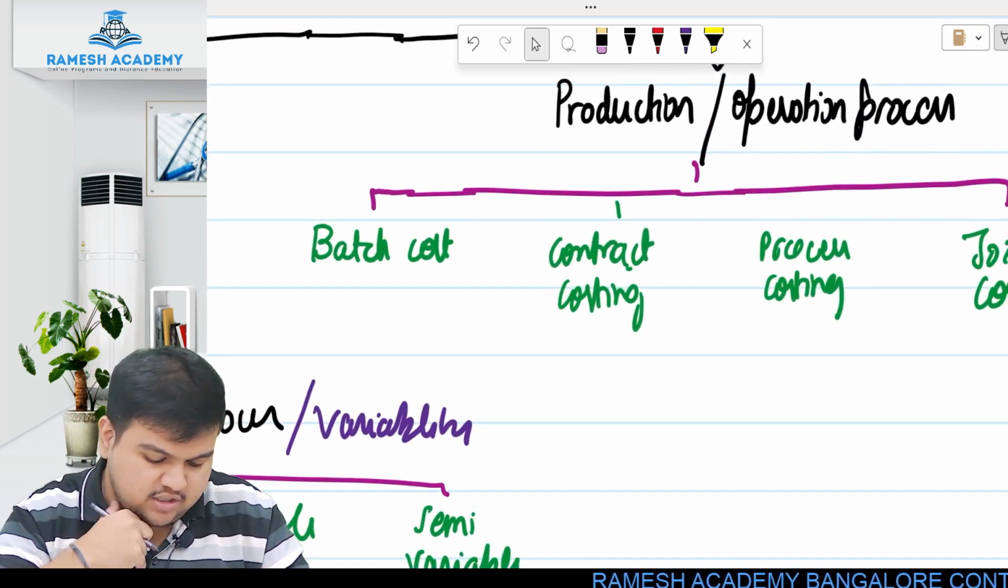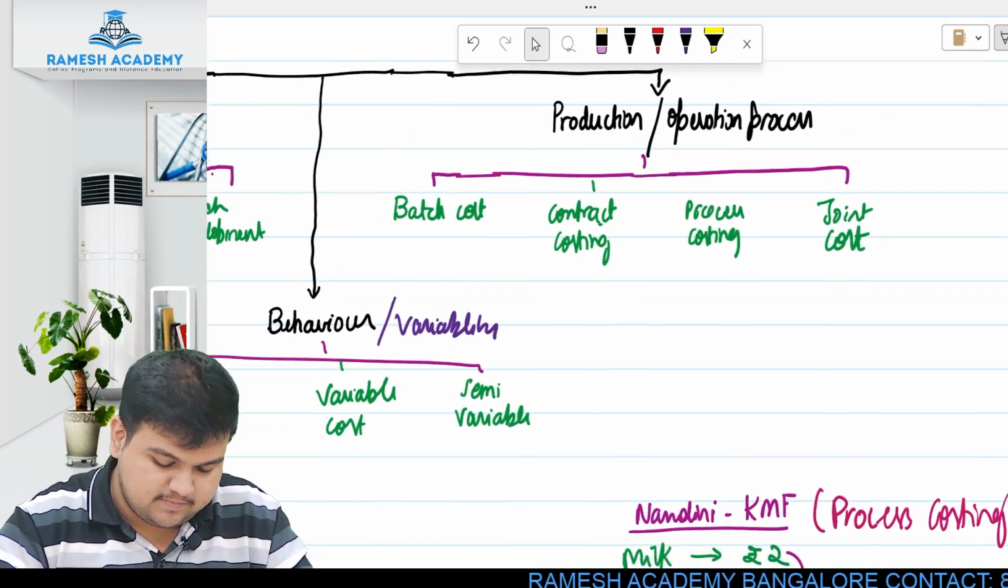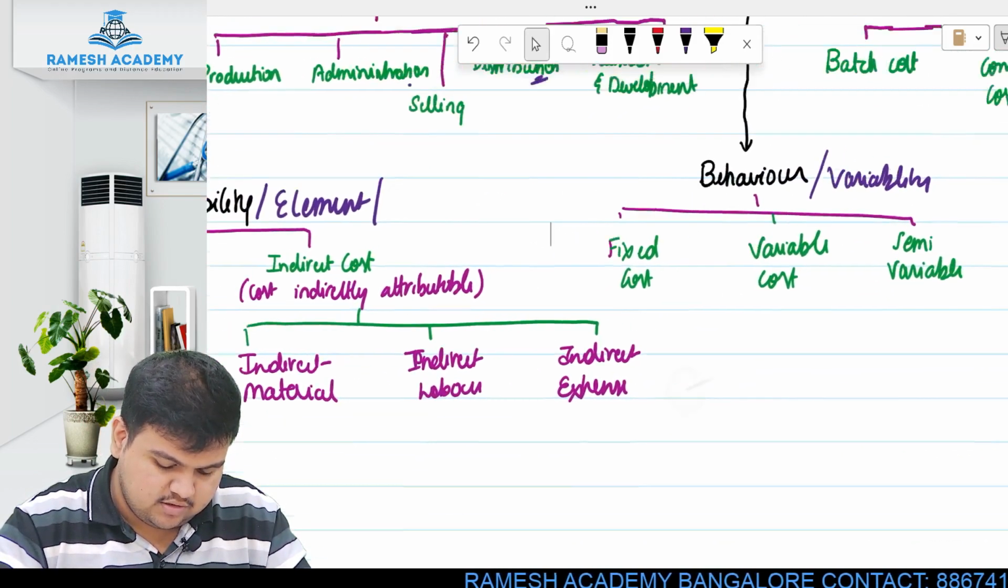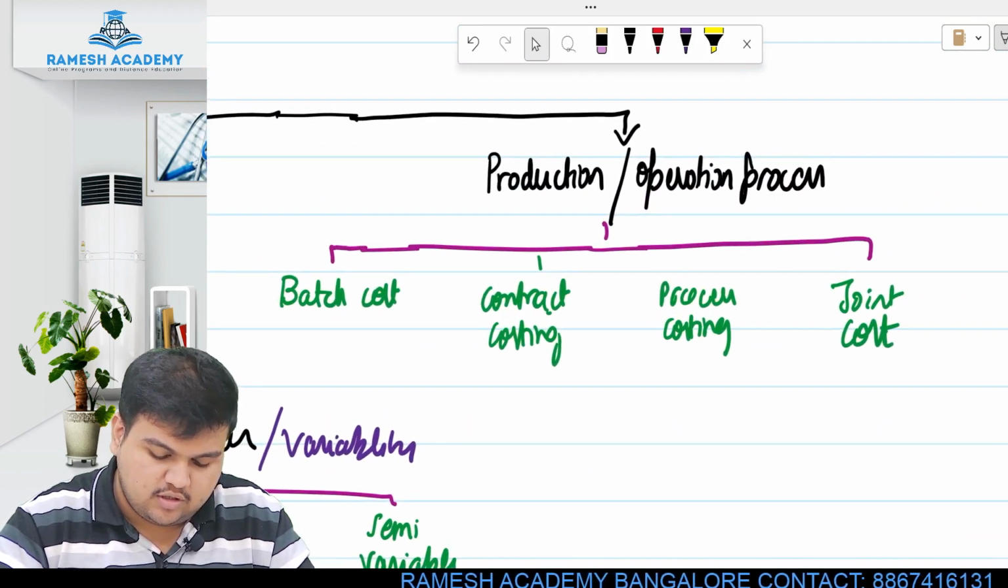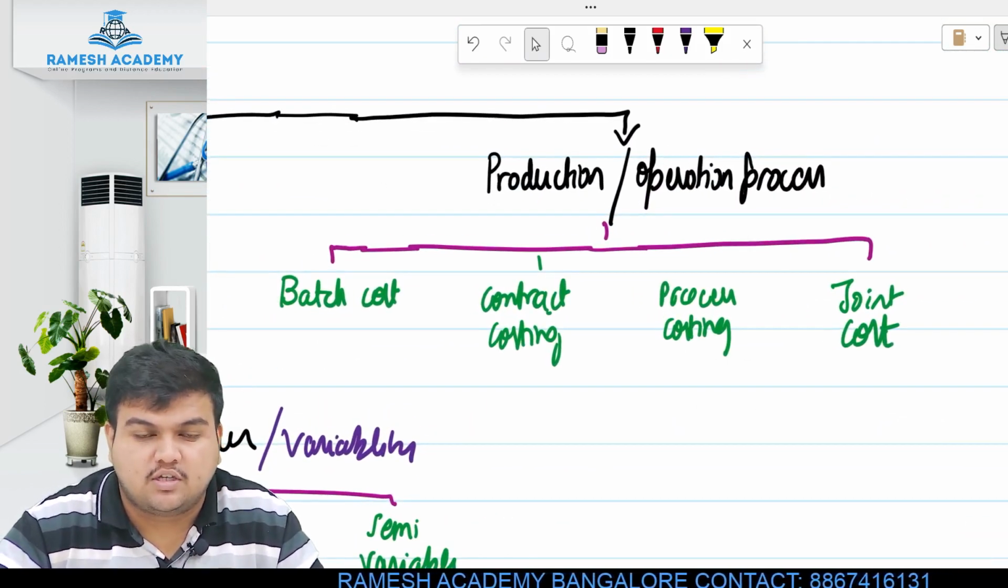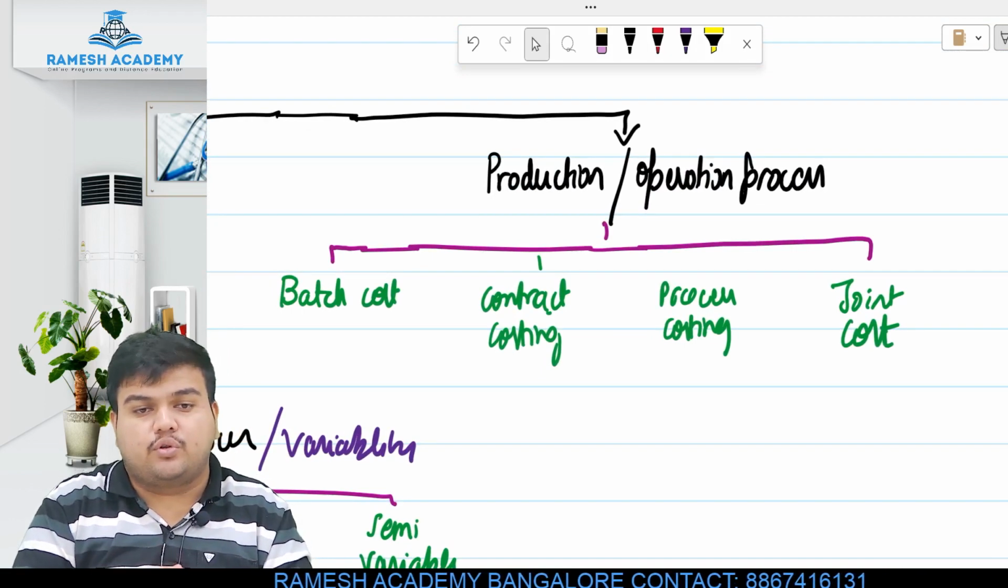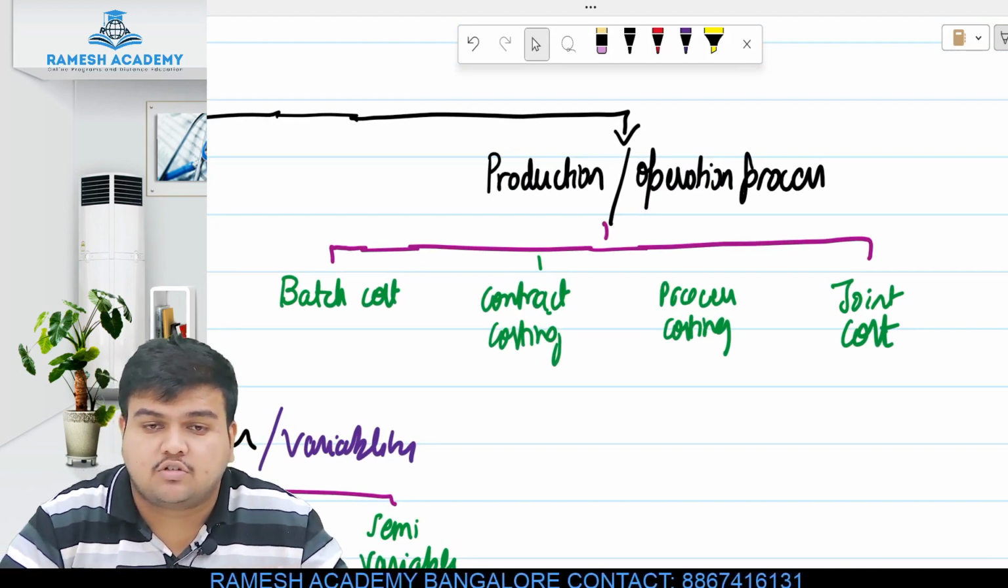Okay, next one is production and operating. Okay, production and operation process. So here we divide into 4 units: batch costing, contract costing, process costing, joint costing.